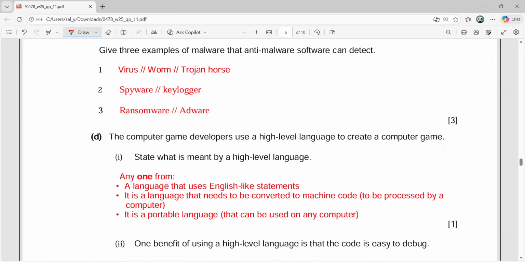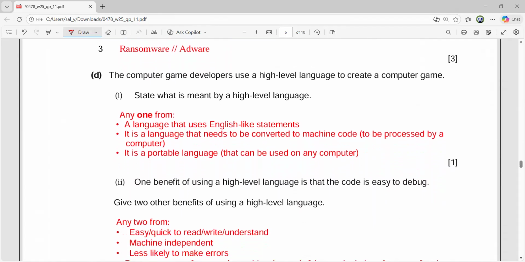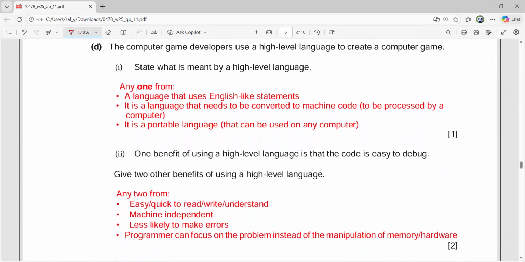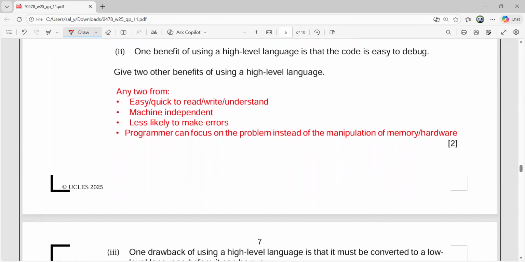One benefit of using a high-level language is that the code is easy to debug. Give 2 other benefits of using a high-level language. Now, one is given: easy to debug. So what can a student write? Easy or quick to read, write or understand. It's machine independent, less likely to make errors. The programmer can focus on the problem instead of working or thinking about the memory or the hardware. So this is going to give you 2 out of 2 if you have written the answers properly.